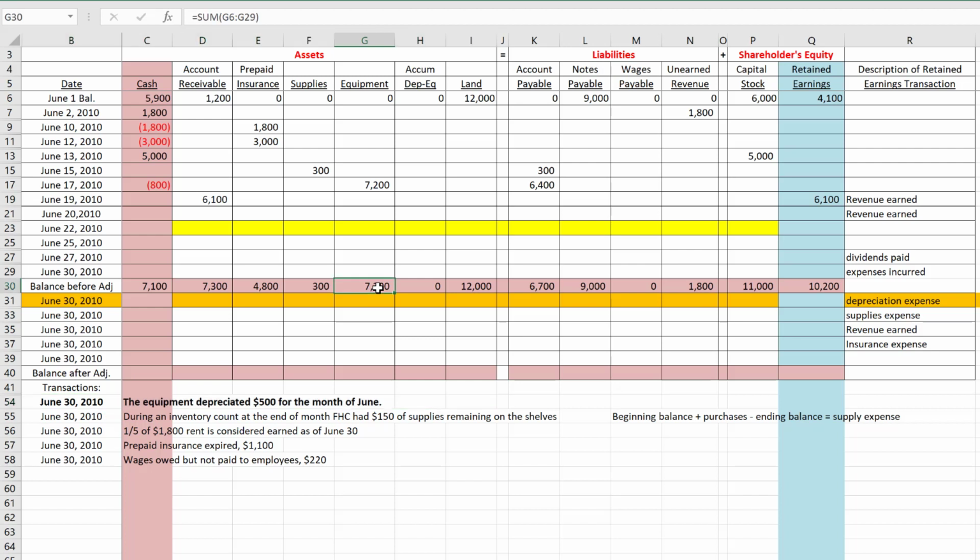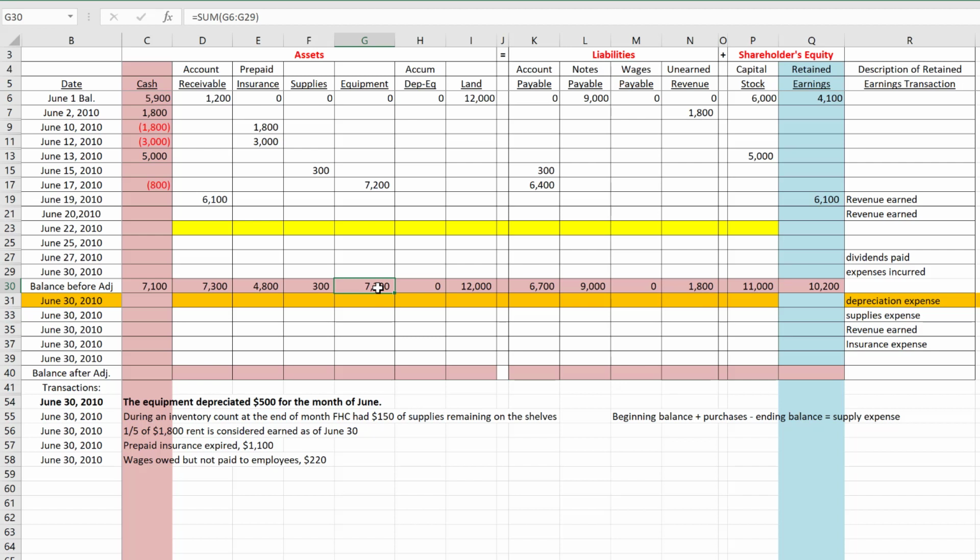During the month of June, we purchased $7,200 of equipment. This equipment is an asset. However, this is an asset that we consume. And what we mean by this is that over time, the value of the asset decreases. As the value of the asset decreases, we capture an expense.